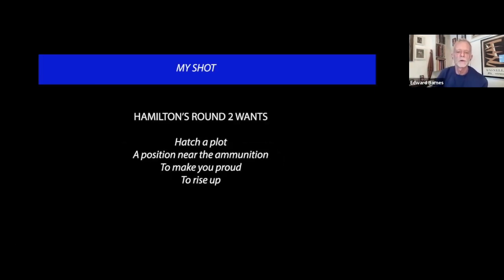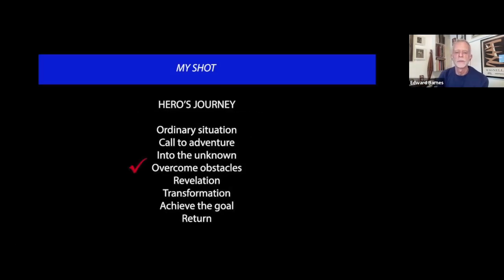But it's also a pullback, and Hamilton, all that does is force him into even more I wants. So in the second round of wants, he says, I want to hatch a plot. I want a position in this thing near the ammunition. I want to make you proud. I want to rise up. So that's the big deal. It's a call to action. It's what he wants, is to call everybody into revolutionary mode.